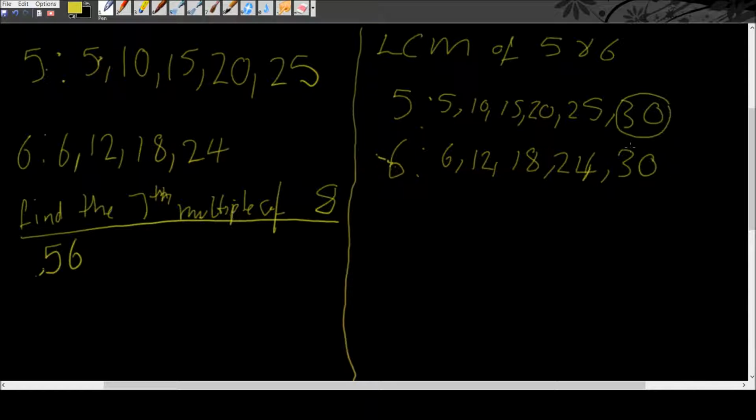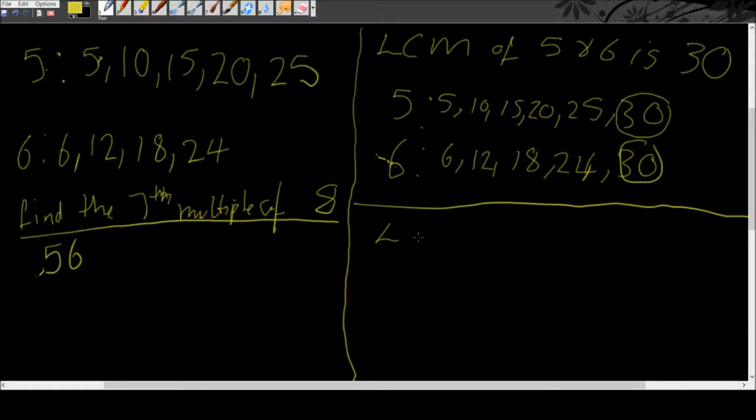So you can circle 30 there, circle 30 there. So the lowest common multiple of 5 and 6 is 30. Lovely.